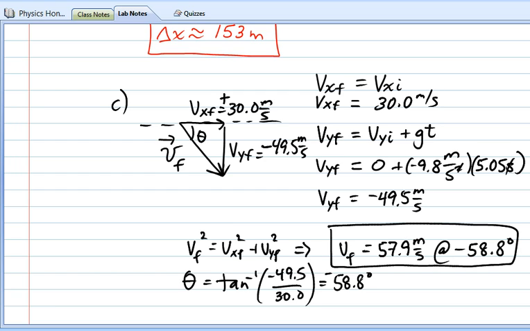Now after it hits the ground, obviously it's not traveling at that speed. But this is one example of how we can use our projectile table to start solving problems.